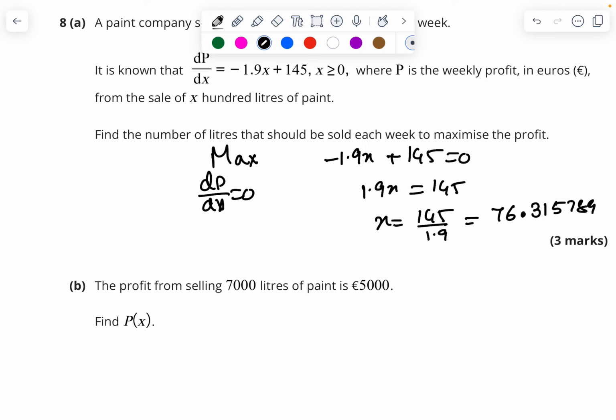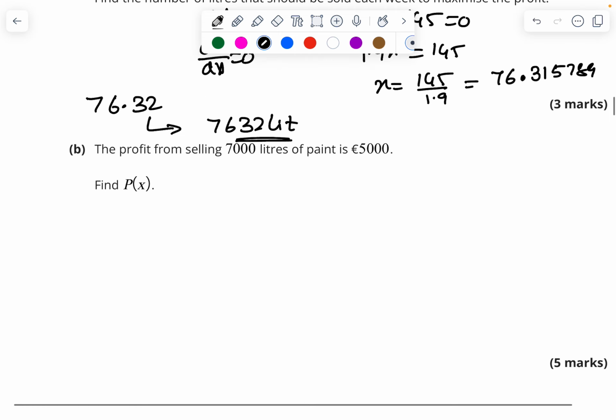76.315789. So 76.32. But it is in 100 liters, so my answer is going to be 7632 liters. That's going to be the final answer. Find the profit. Find P of X.